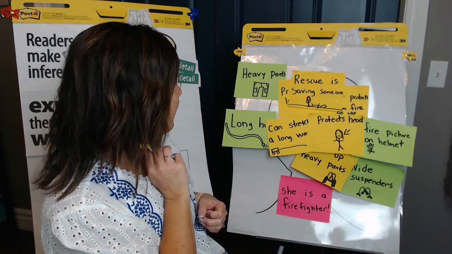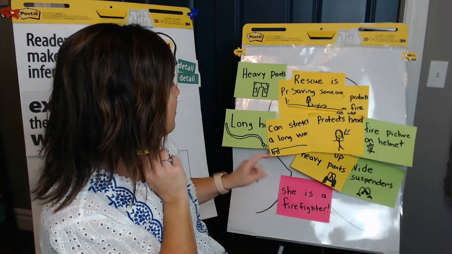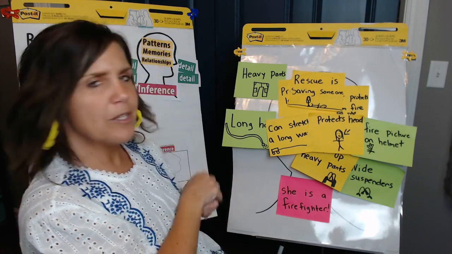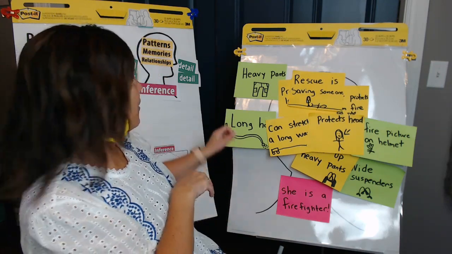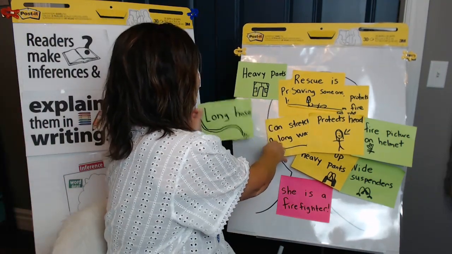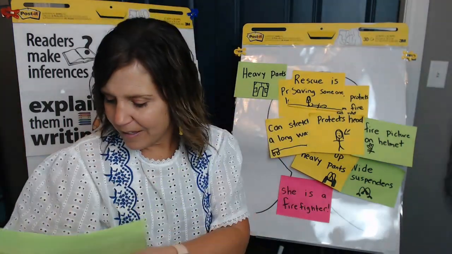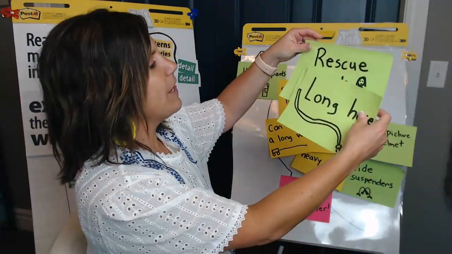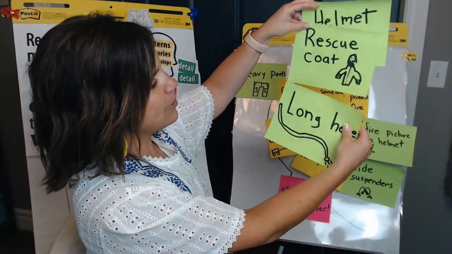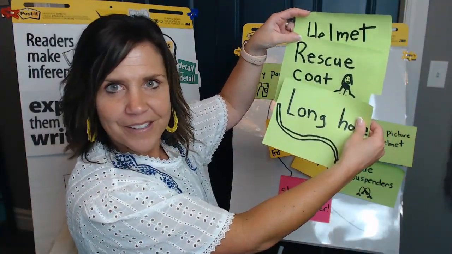And one more. The heavy pants, the suspenders, or the hose? Point to it. Were you thinking the long hose? Whenever I see a long hose like that, I think about a fireman. Were those the 3 details you were thinking of? Helmet, rescue coat, and long hose?